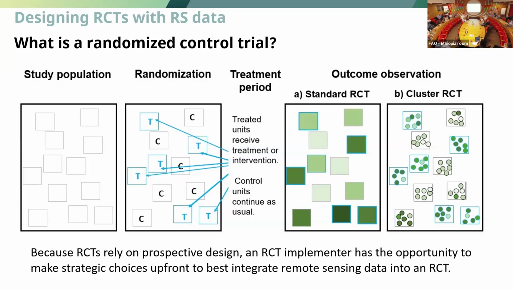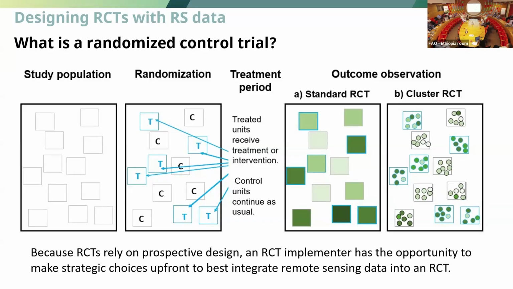Sometimes you observe the outcome directly on the randomization units, but often you have a cluster design where you're actually observing the outcome on a smaller component. So if the randomization unit is the village, maybe you're just observing a subset of farms within the village.